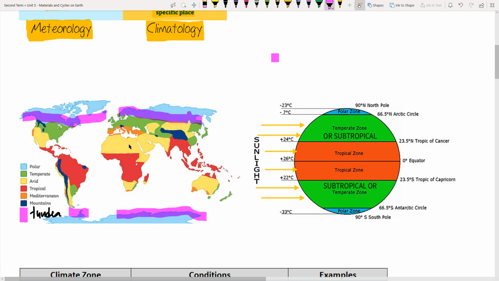Please consult the map available, this chart available in your book. Why these zones exist, I'll tell you in a moment. But first, let me explain what this is. This is the North Pole and this is the South Pole.